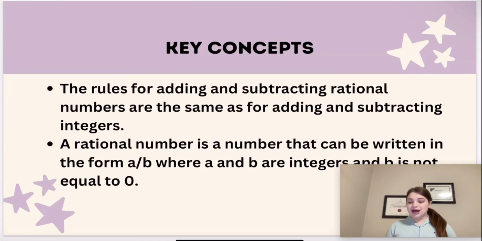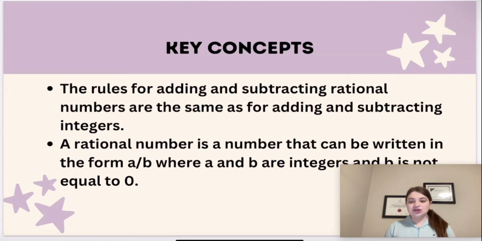So if you're not sure how to add and subtract integers, I would highly recommend watching that video first and then coming back here. In terms of the difference between an integer and a rational number, an integer is one of the counting numbers or its opposite, or its negative version. So numbers like 1, 2, 3, and 0, and -1, -2, -3 are integers.